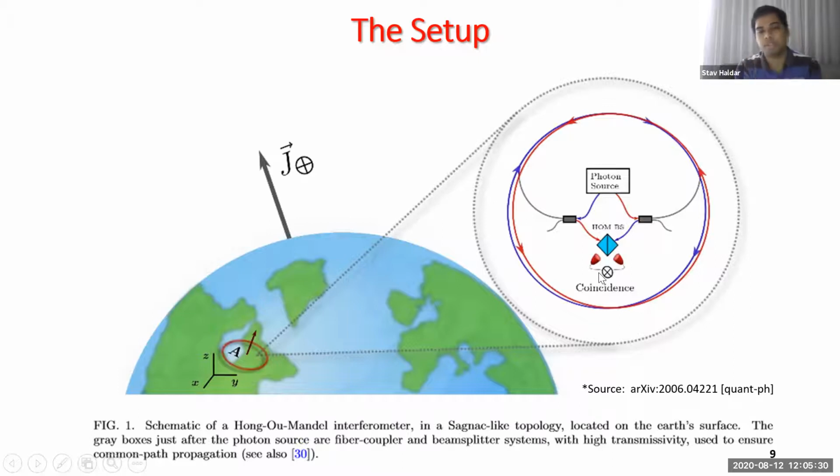And this setup is present on the surface of the Earth, and the Earth is rotating. So you have the Lense-Thirring effect, you have the geodetic effect, you also have the Sagnac effect. So you have all these effects that come into play, and you try to see what these effects do to the coincidence counts.